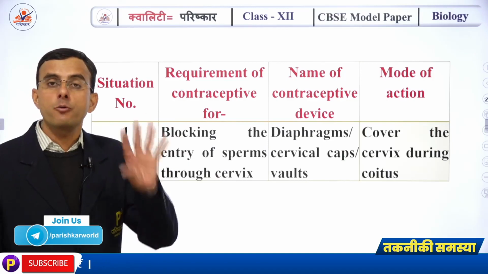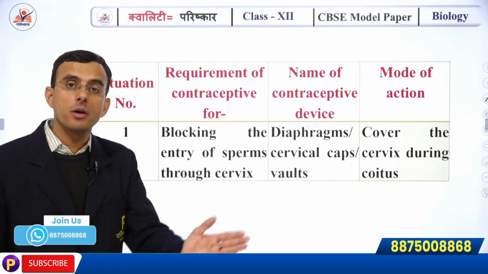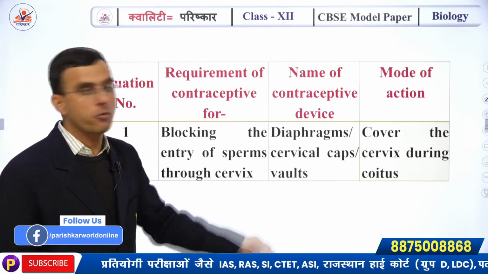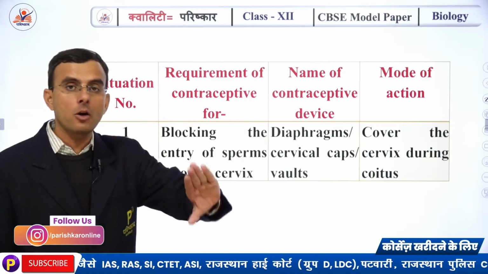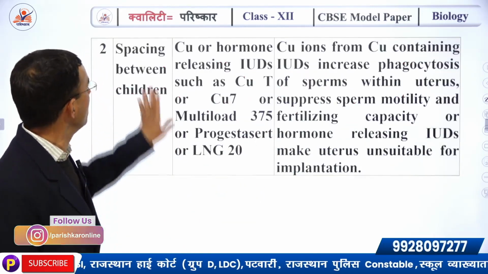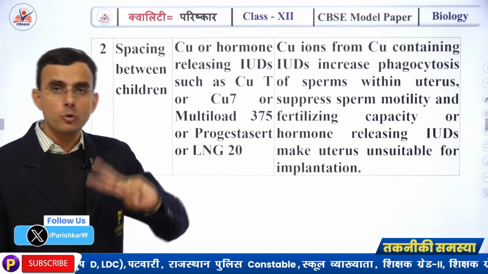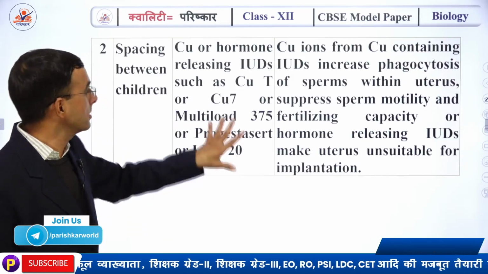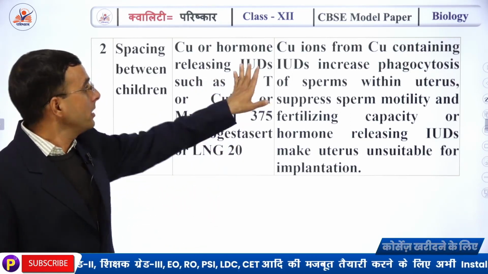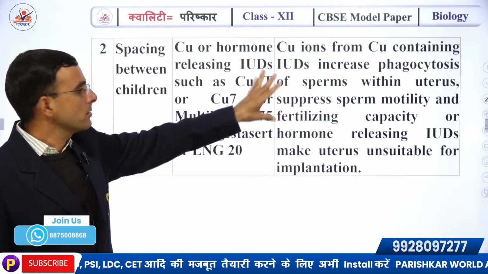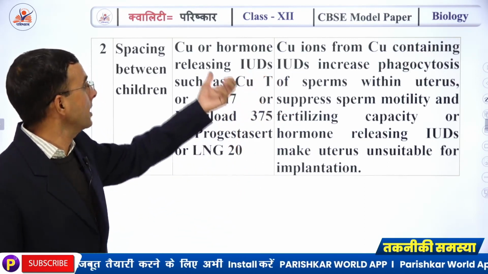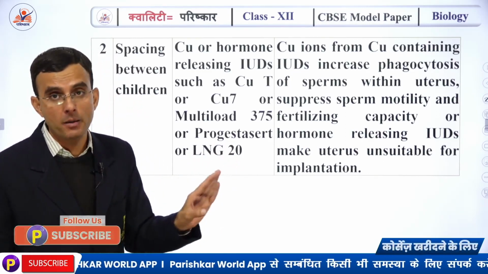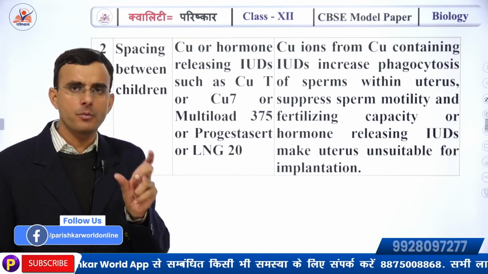For blocking the entering of sperm into a woman's body, we have to use diaphragms or cervical caps or vaults to stop the sperm from entering the body. The second one is spacing between the two children, because we have to create a gap between the first child and the second child. So there are intrauterine devices. There are many devices being utilized. In these devices they are mainly utilizing copper.